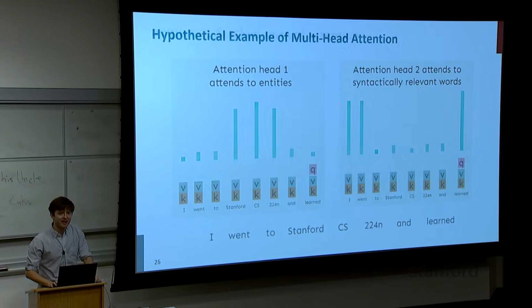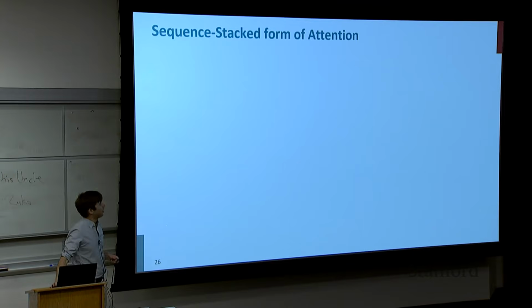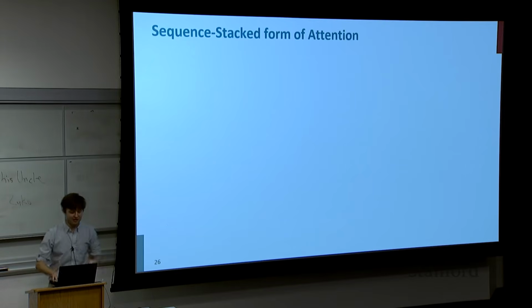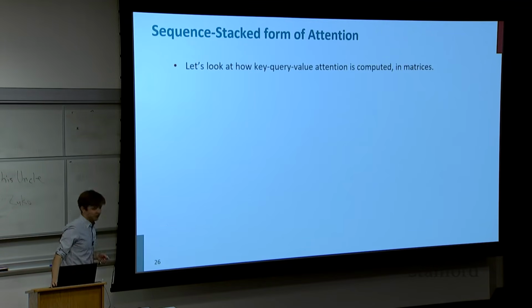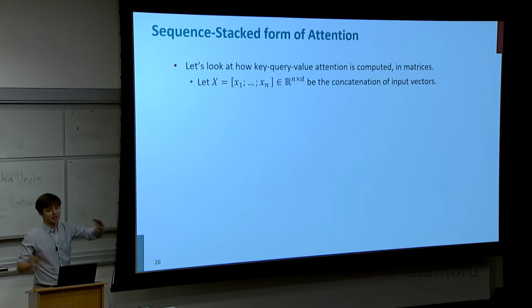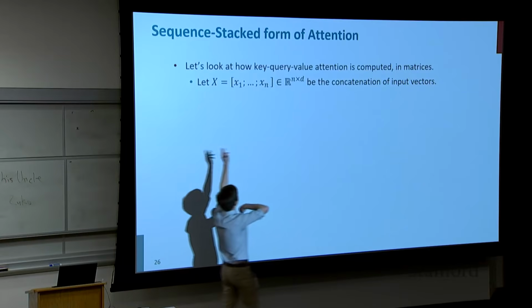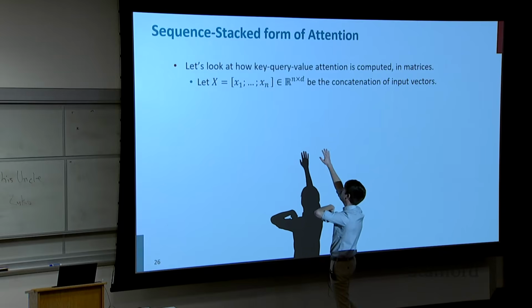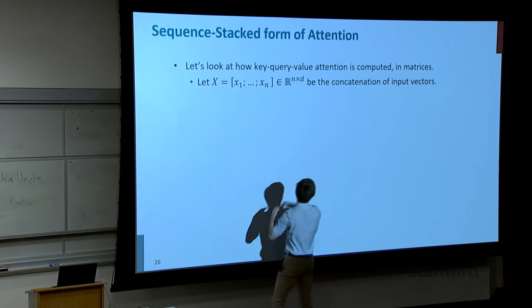Okay. All right, so in order to discuss multi-head self-attention well, we really need to talk about the matrices, how we're going to implement this in GPUs efficiently. We're going to talk about the sequence-stacked form of attention. So we've been talking about each word individually as a vector in dimensionality d, but really we're going to be working on these as big matrices that are stacked. So I take all of my word embeddings x1 to xn, and I stack them together, and now I have a big matrix in R^(n×d).